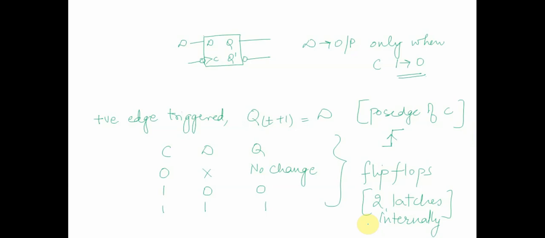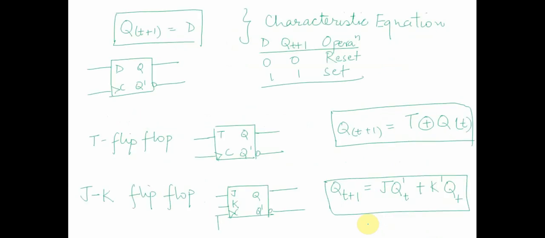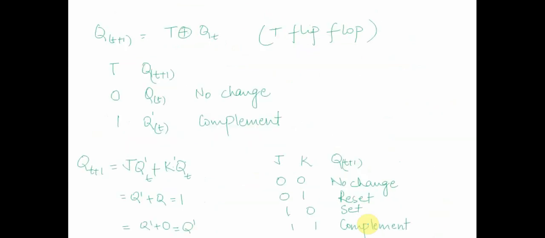Then we looked at the characteristic table for the D flip-flop, and then we introduced something called the characteristic equation, where we said next state is equal to input D. Then we spoke about two other flip-flops, T flip-flops and JK flip-flops. In the T flip-flop, next state is equal to input XORed with the current state. And for JK, it's JQ bar plus K bar Q. We looked at the characteristic table for each of these, where we obtained operations like no change and complement for T, and no change, reset, set, and complement for JK.